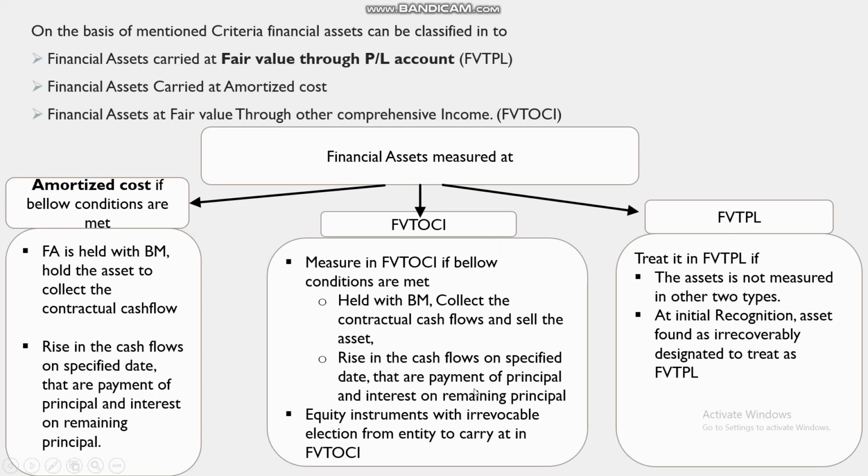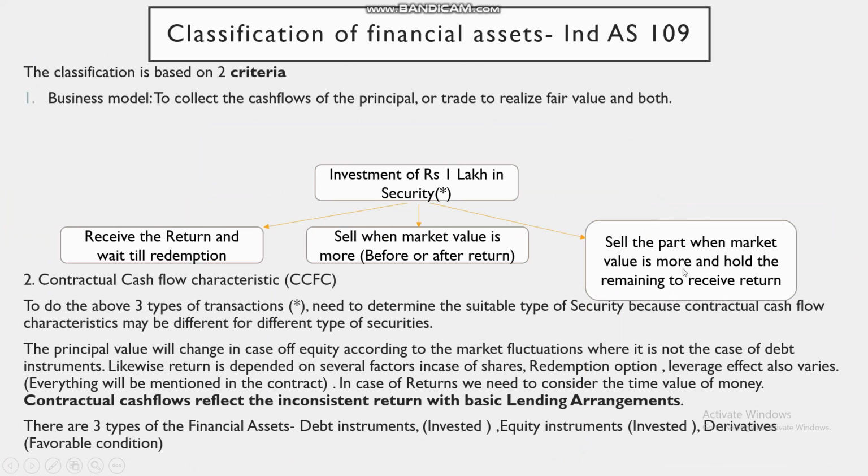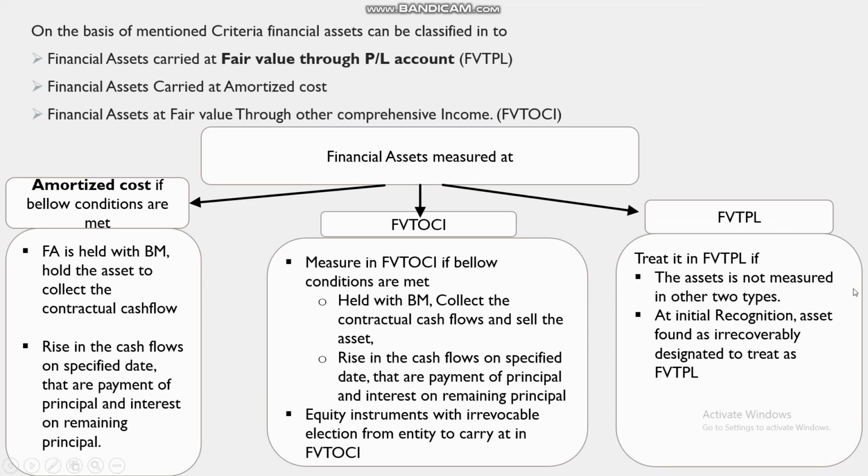Cash flows arise on specified dates that are payments of the principal and interest on the remaining principal. So this is also the third type. So you are going to sell part of the securities when the market value is high, and for the remaining amount you are going to get the returns.